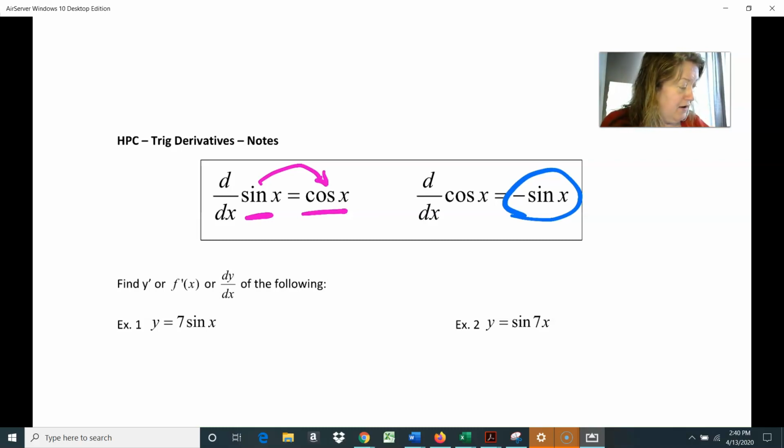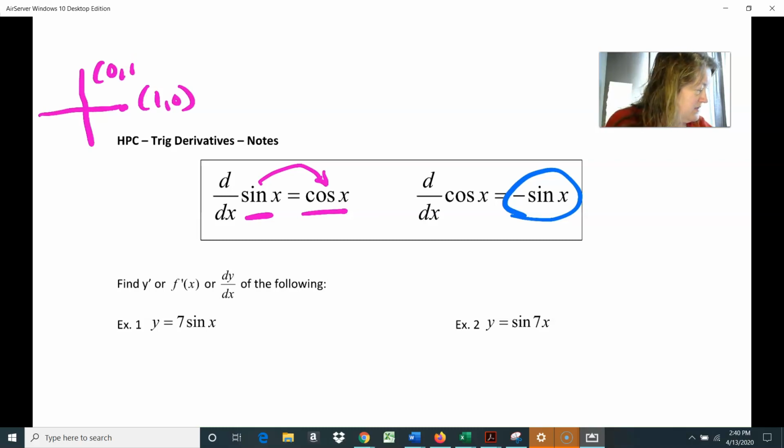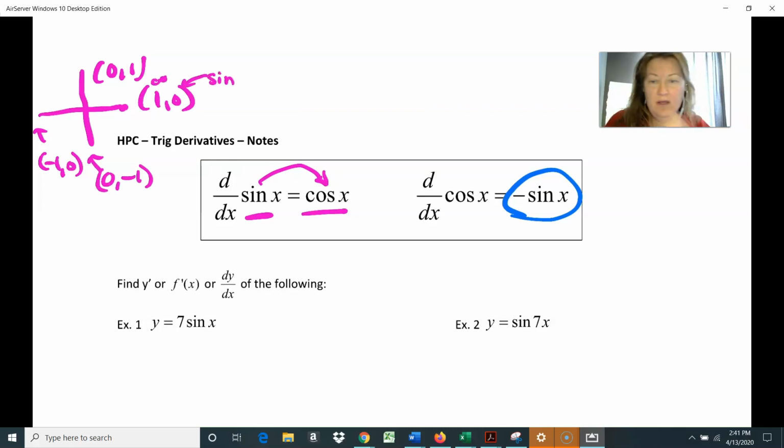Okay, for those of you who care about where this comes from, let's take a look at our unit circle again and identify our key points. Remember, this is one of our easy points to identify. It's 1, 0. This one up here is 0, 1. This one over here is -1, 0, and this one right here is 0, -1. Remember that the first one is always cosine and the second one is always sine.